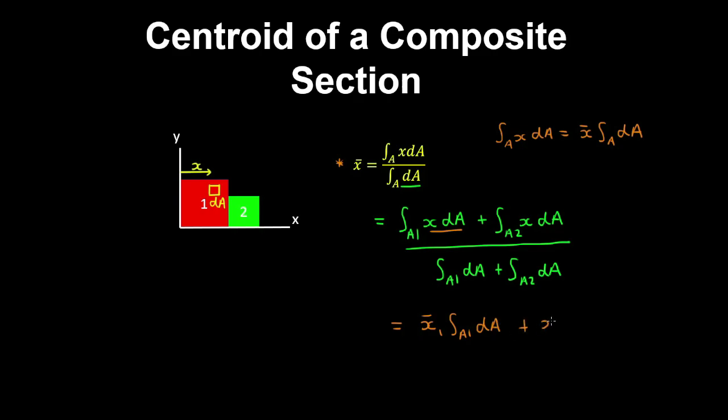And we can do the same for area 2. So effectively we integrate over area 2, and in the denominator we have the integral over area 1 plus the integral over area 2.